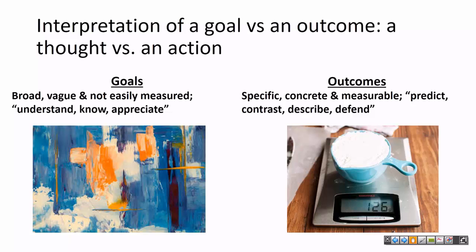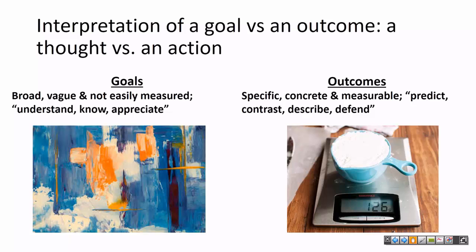An outcome, however, is very specific. It's concrete, it's measurable. It's a particular task that you want your student to perform. When you're using verbs for this component, you will use words like predict, contrast, describe, defend. And these words are extremely important, especially how it pertains to student assessment. So the words that you use for outcomes can be very specific to what level of understanding you want your students to walk away with or to be able to demonstrate.